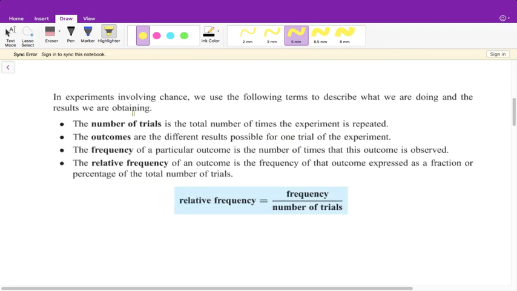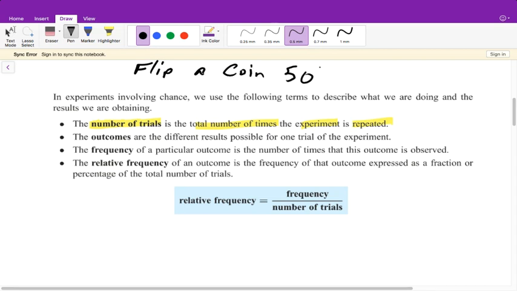The first key term is the number of trials. The number of trials is the total number of times the experiment is repeated. So if I flip a coin 50 times, then my total number of trials in this case is 50. It's how many times I flipped a coin. The outcomes are the different results possible for one trial of the experiment. Once again, if we're flipping a coin, the different results we can have are the outcomes: heads or tails.